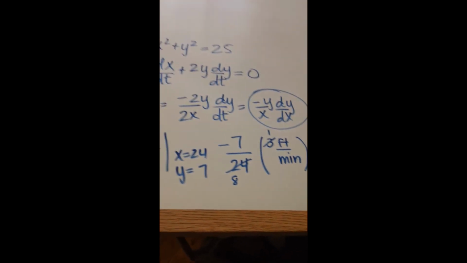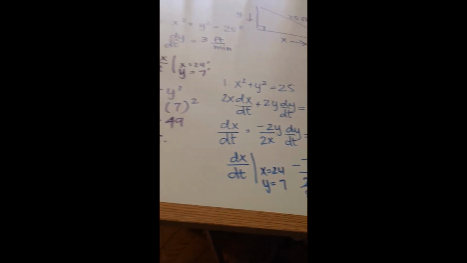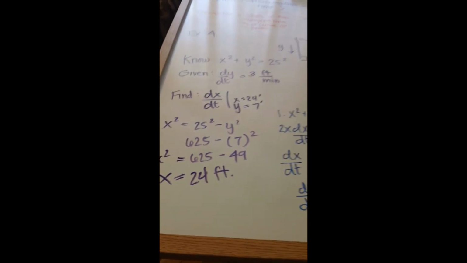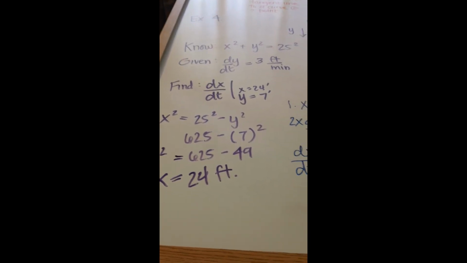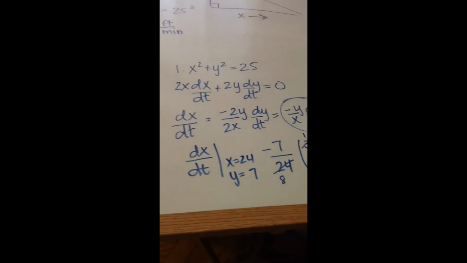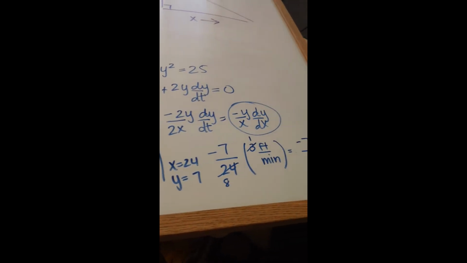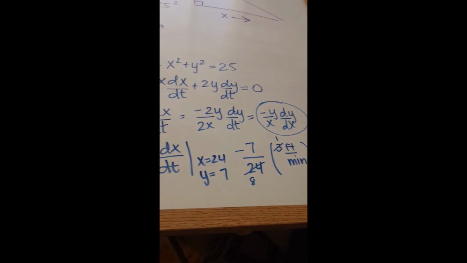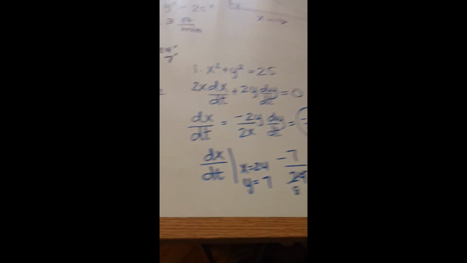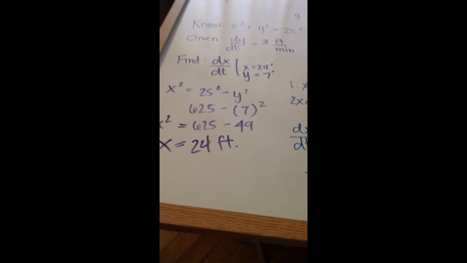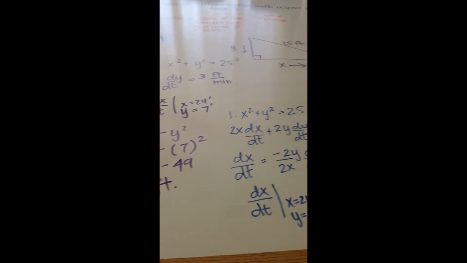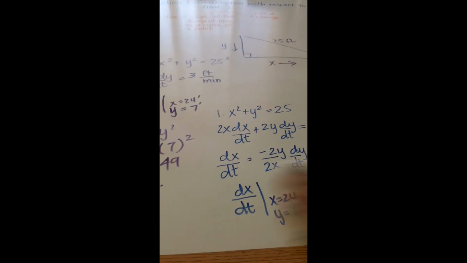Example 5 says, at noon, ship A is 150 kilometers east of ship B. Ship A is sailing west at 35 kilometers per hour, and ship B is sailing north at 25 kilometers per hour. How fast is the distance between the ships changing at 4 p.m.? So, again, let's draw a diagram.